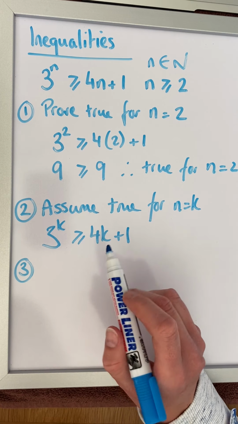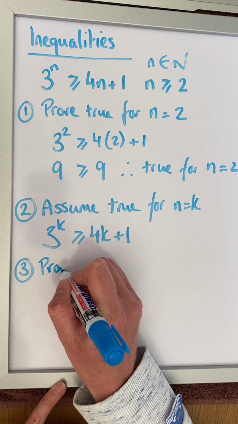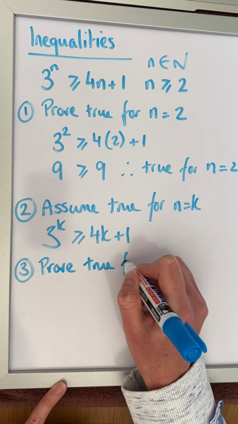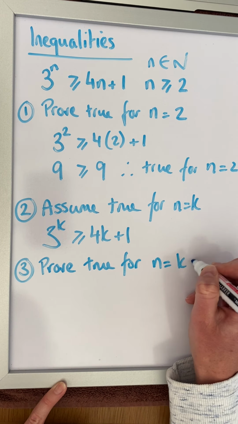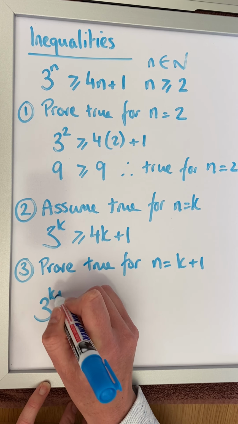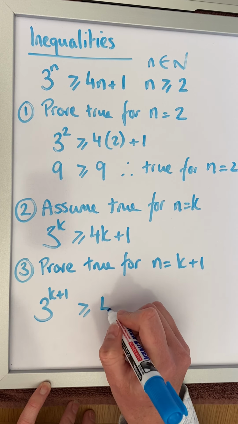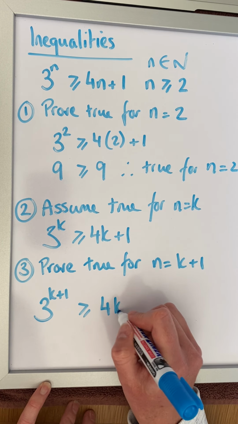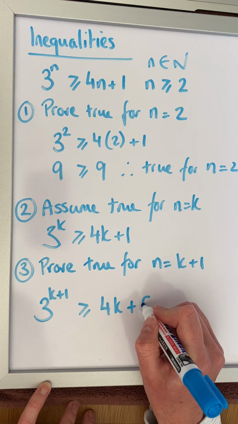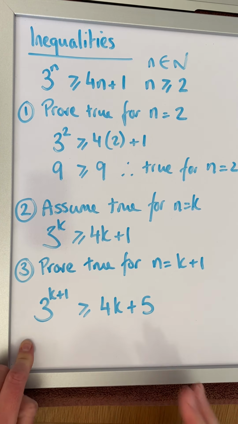So for step 3, we want to prove true for n equals k plus 1. And what we want to prove is that 3 to the power of k plus 1 is greater than or equal to, replacing the k with a k plus 1 there, 4 times by k plus 1 is 4k plus 4, and then we have plus 1 at the end, so 4k plus 5. So this here is what we want to prove.